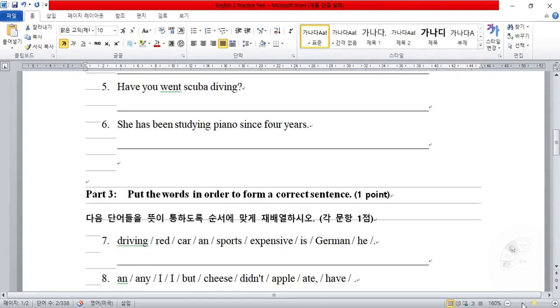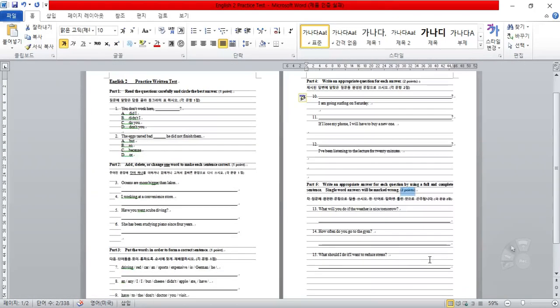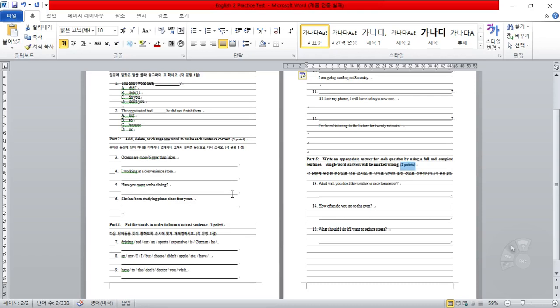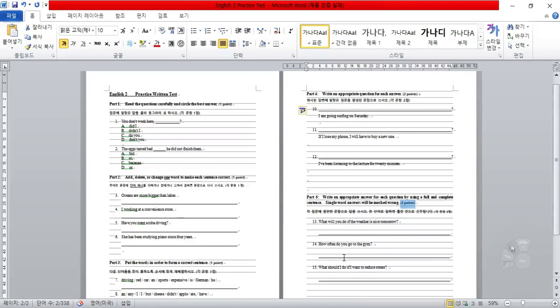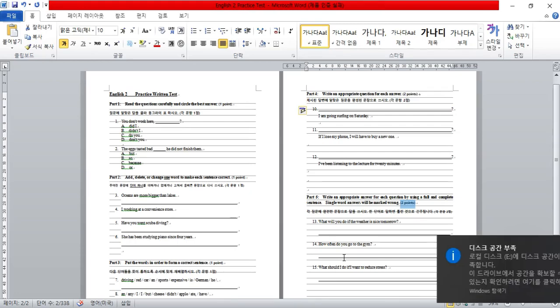In today's test, you have only 15 questions. But next week on the written test, you will have 32 questions. So right now, you only have about half of the questions. Let's begin the written test. Part 1, question 1.